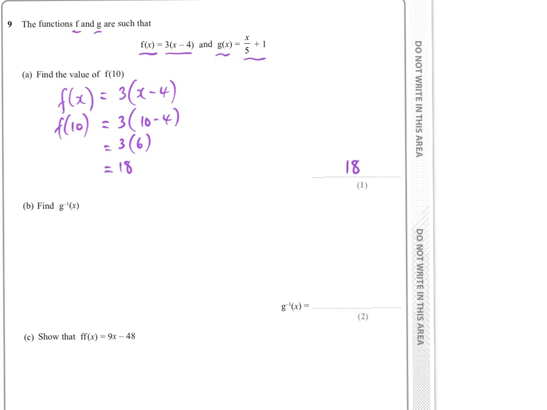For the next part, we've got to find the inverse of g, i.e. g minus 1 of x. Now, what we can do here is, if we let it equal y, then all we have to do is rearrange that for x, so we could take 1 from both sides, then multiply both sides by 5, and that would give us x equals 5 lots of y minus 1, and for an inverse to actually happen, x has to become y.